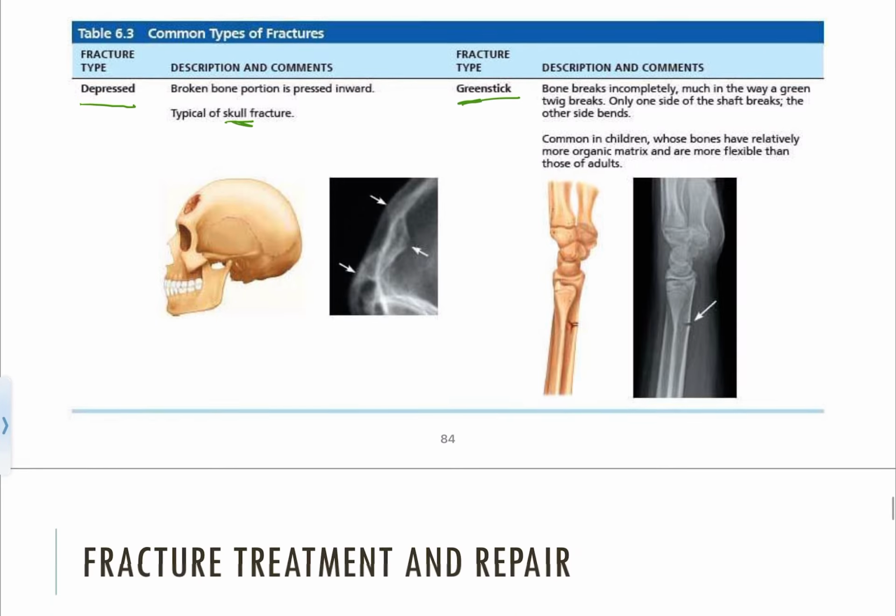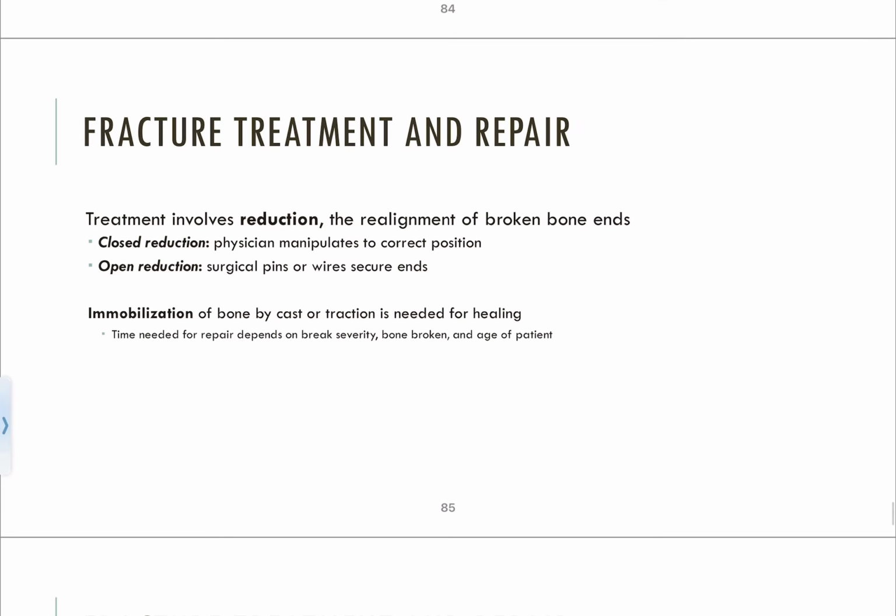Okay, the next thing I want to talk about is how we repair fractures, or what the treatment for a fracture is. Treatment involves what we call reduction, where we go in and realign the broken bone ends. In a closed reduction, we can manually manipulate the bones back into the correct placement. In an open reduction, we can't manually manipulate it. Instead, we have to use pins or wires. Immobilization is basically accomplished via a cast or something else like that.